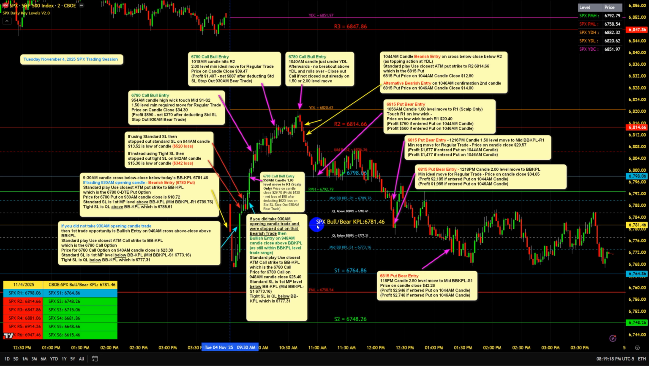So the main key level is going to be the SPX bull bear key price level, and after the indicator did its analysis this morning, that level for today's session is 67.8146, bullish above and bearish below. So this will give you the bullish or bearish bias for the session.